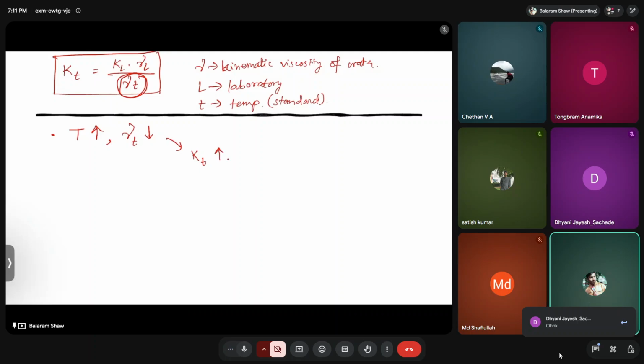Okay. So mostly standard temperature is considered near 60 degree Fahrenheit, where you consider this as 1. If some different temperature is there, you use the conversion factor for delta T or nu T, which we are calling here. So how do you get this hydraulic conductivity?